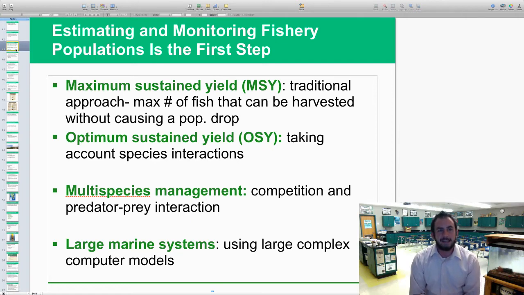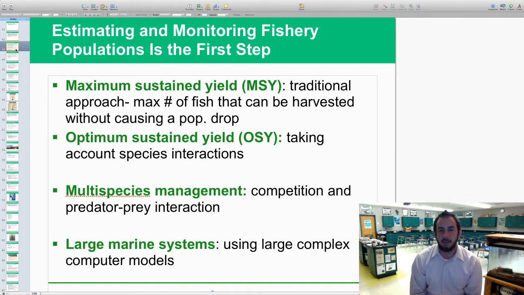But we're taking a look at estimating and monitoring fisheries populations. That's the first step: figuring out what we have population-wise, how they interact, etc. We've got a few bits of vocabulary for you. The first one is maximum sustained yield, or MSY. That is the traditional approach to managing the harvesting of fish, and it is the maximum number of fish that can be harvested without causing a population drop in that species of fish.